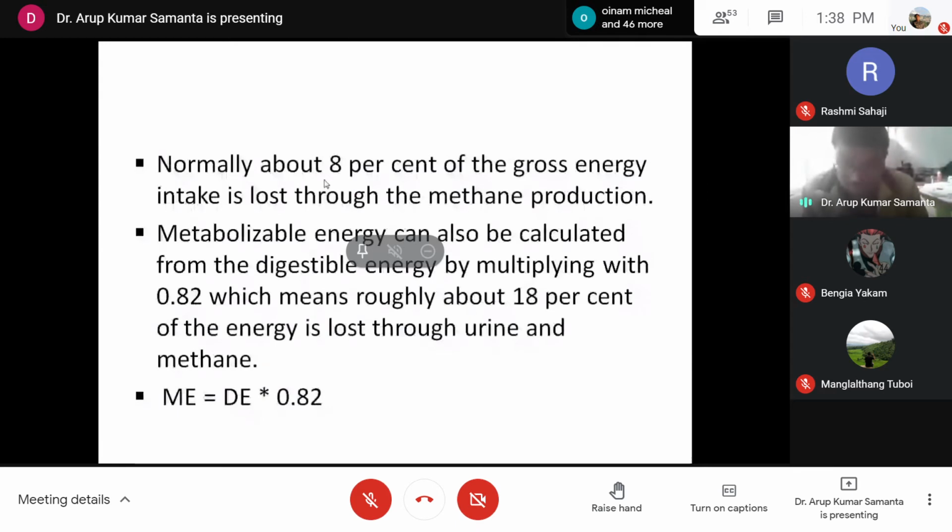And this methane production is an inevitable process. That means you cannot stop this methane production when there is anaerobic fermentation of carbohydrate in the rumen. And the developed countries used to blame us, India, that you have a large number of non-productive animals, and these animals are producing huge quantities of methane, which is responsible for global warming. This methane is considered as one of the important greenhouse gases.